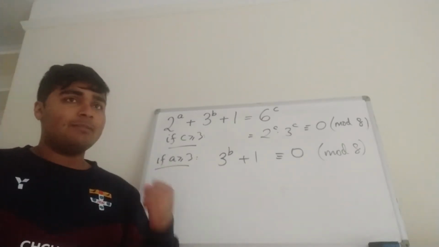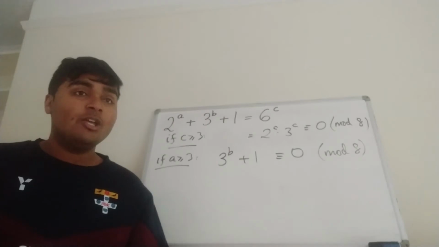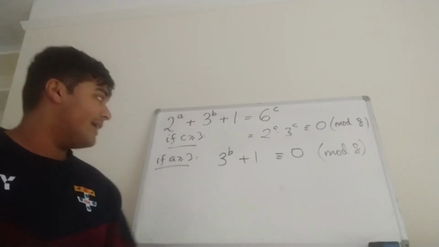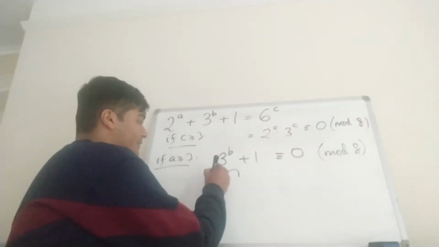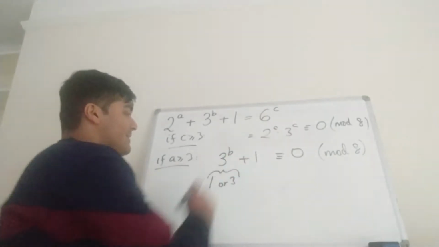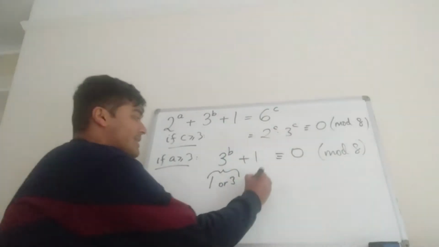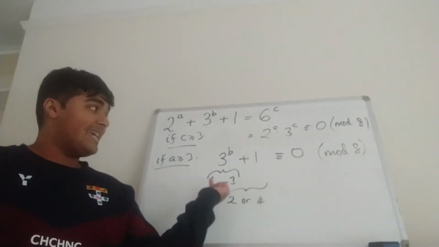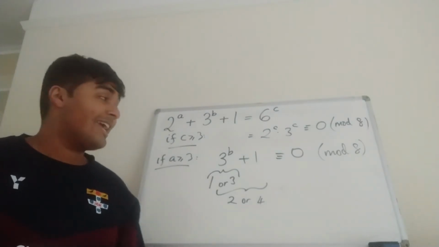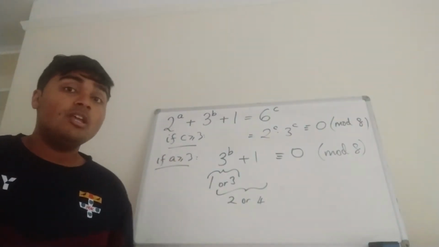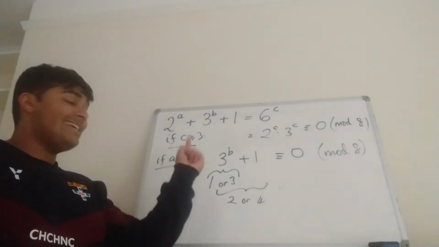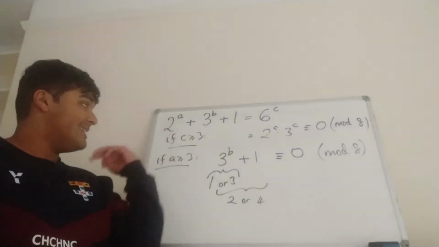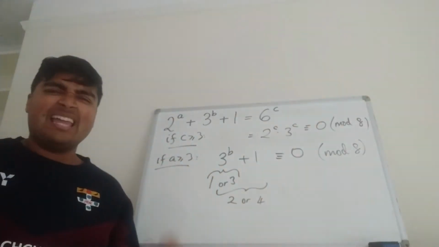In particular, 3 to the power of n, or in this case 3 to the power of b, will be 1 if b is even, or 3 if b is odd. So it only takes 2 values. So this guy here is only ever 1 or 3. That means the left hand side, if we add 1, is going to be 2 or 4. But notice that in both those cases, we're never equal to 0 mod 8, and that tells us that there are no solutions. So if c is at least 3 and a is at least 3, then there are no solutions to this equation. Now let's look at the case when c is still at least 3, but a is less than 3. So a is 1 or a is 2.